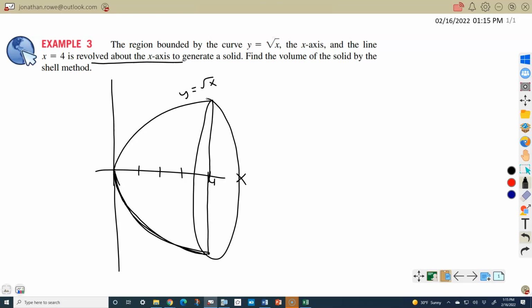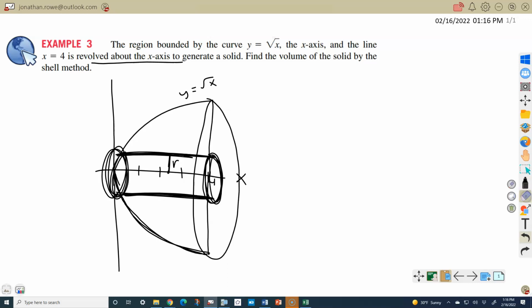So if I'm revolving around the x-axis, then my cylinder needs to be parallel to the x-axis. So this is going to be my cylinder. All right, this is my cylinder. Okay, I know it's an ugly cylinder, but it's a cylinder. All right, what is the radius of this cylinder? I'm going to draw it right here. What is that radius? It would be better to draw it over here. You can see much better what's going on.